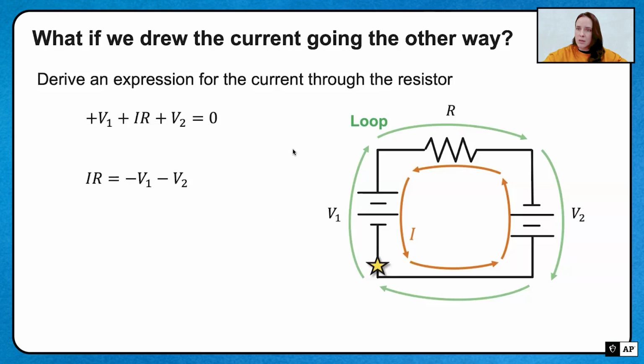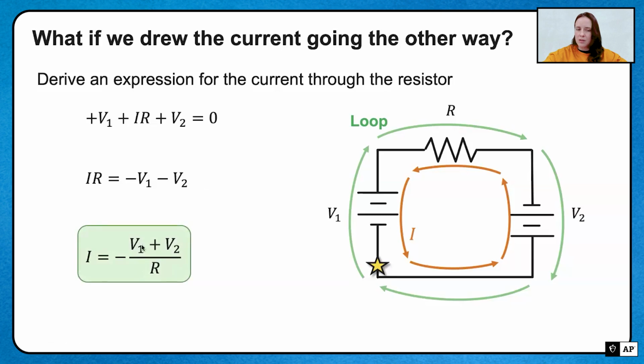Okay, so let's do the same thing. Let's solve for I. So if I subtract my V's to the other side, my current is negative V1 plus V2 over R. So we get the exact same answer, just with a negative sign. So whenever you solve Kirchhoff problems and you get a negative sign on your current, that just means it's actually the opposite direction of how you drew it.